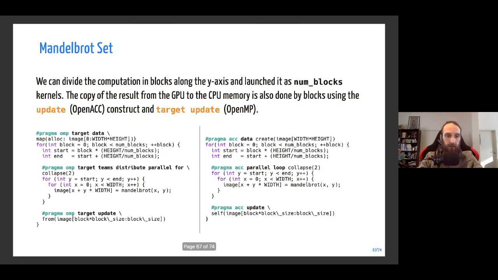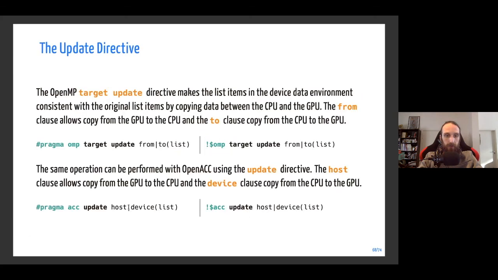So in this case, in the loop, okay, we are inside of a kernel, but the target update directive is called from the CPU. This is the CPU that is supposed to do the update. So you cannot use a target update inside of a target region or a parallel region. In OpenACC, you can do the same.